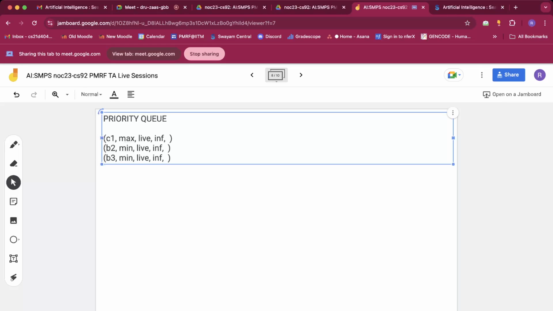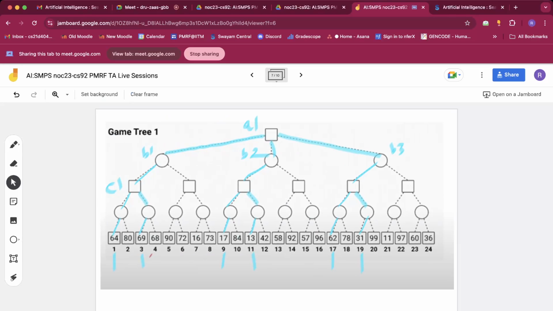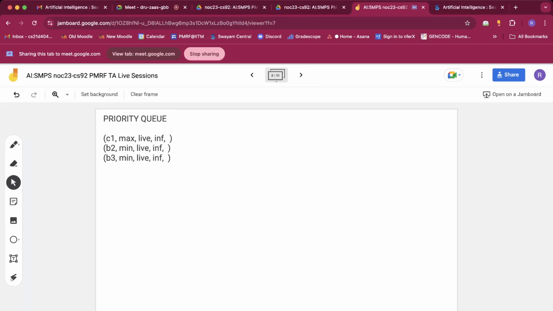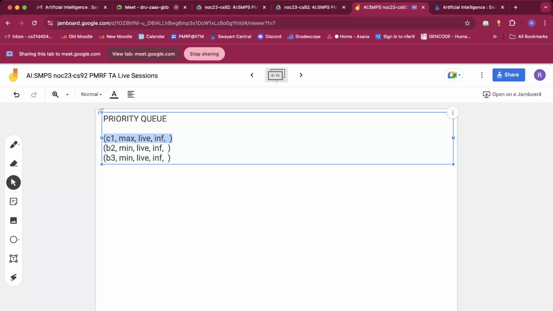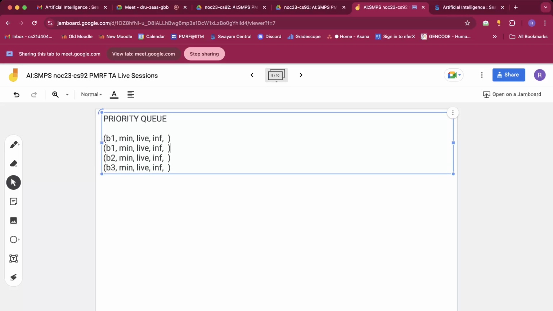Next we will pop C1 and push the children of C1, which are D1 and D2. So let's replace this with D1 and D2. So this is what our queue looks like at this point of time. We have D1, D2, B2 and B3. Next what we will do is we will pop D1 and then add its leftmost child to the queue, which in our case happens to be E1.